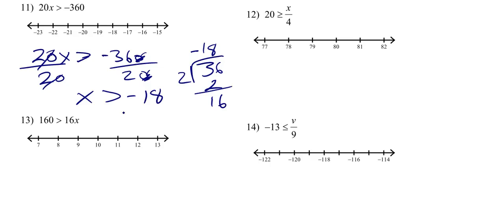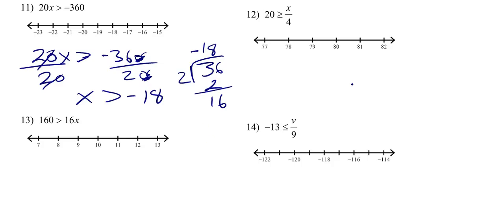Notice we did not flip because we did not divide or multiply both sides by a negative. Sometimes students will see this negative 360 and they want to flip the sign. Don't flip the sign. The only time you flip your sign or reverse it is when you multiply or divide both sides by a negative. Here, only one side is being divided by a negative.